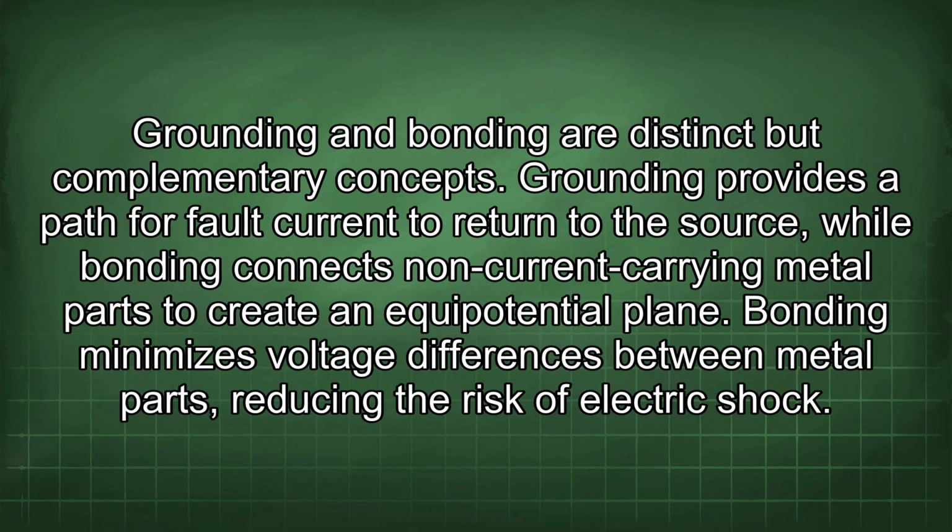Grounding and bonding are distinct but complementary concepts. Grounding provides a path for fault current to return to the source, while bonding connects non-current carrying metal parts to create an equipotential plane. Bonding minimizes voltage differences between metal parts, reducing the risk of electric shock.